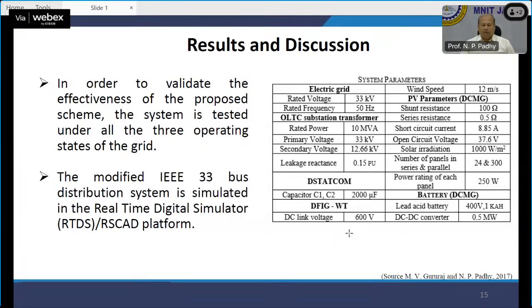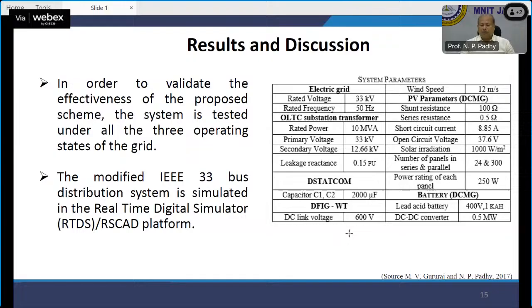All of you have a look at the electric grid. It has a rated voltage of 33 kV and a rated frequency of 50 Hertz. For the OLTC substation transformer, the rated power is 10 MVA, primary voltage 33 kV, secondary voltage 12.66 kV, and leakage reactance of 0.15. For the DSTATCOM, the capacitors are 2000 microfarads. For the DFIG, the DC link voltage is 600 volts. Then the PV parameters: shunt resistance 100 ohms, series resistance 0.5, and short circuit current and open circuit voltage are all specific.